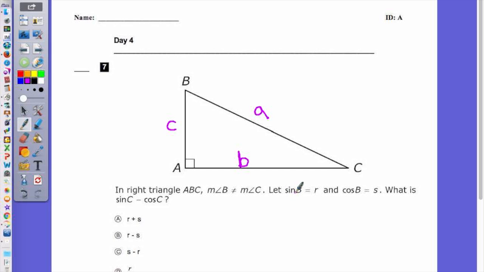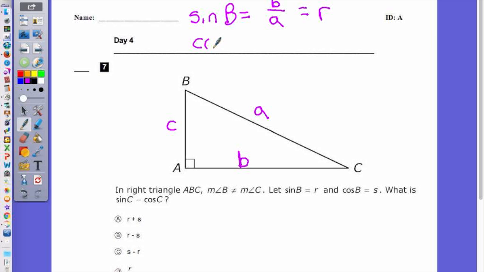So they're saying let sine of B equal R. How would you write out the ratio for sine of B? It would be opposite over hypotenuse, right? So sine of B would be opposite, so lowercase b, over a, correct? And they want that to be R. So right now I'm just drawing out different symbols.